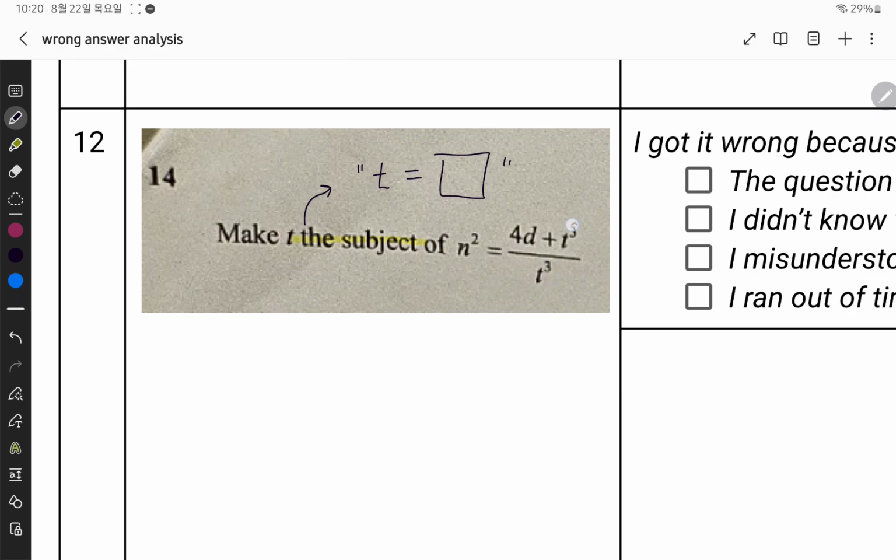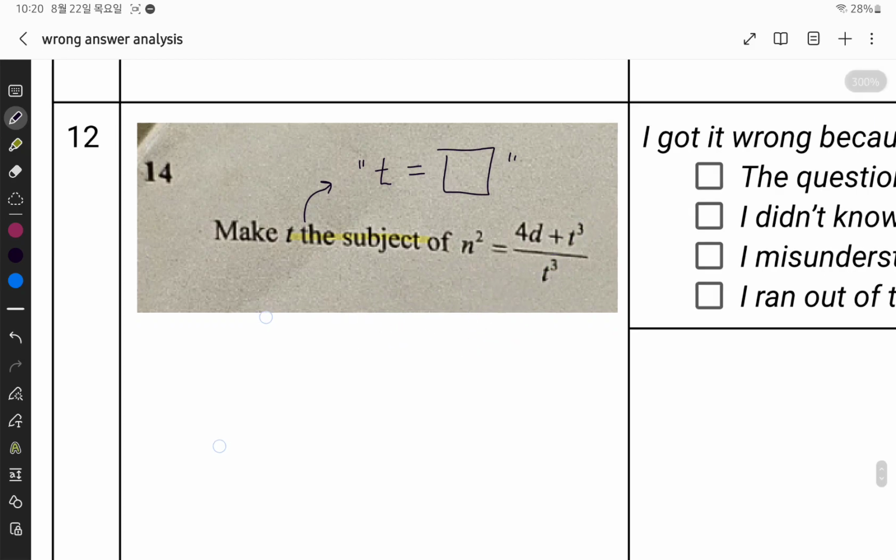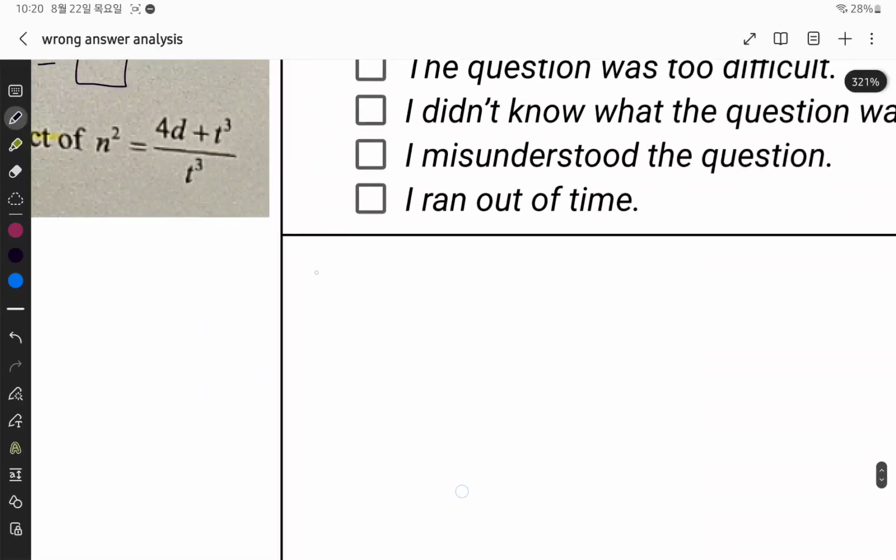We need to notice that it's cubed. So in the answer form, t is equal to something. We're just going to imagine really quick that that is going to be the answer form. Okay, so we're going to work on that right now. The original equation was n squared equals 4d plus t cubed over t cubed.